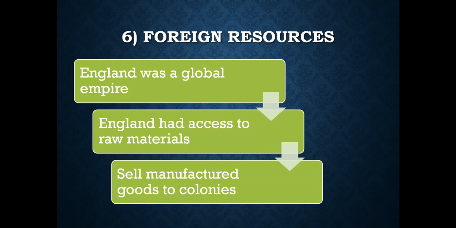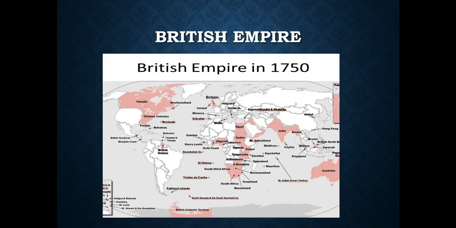Let's say they needed wood from the Americas, so they would get a whole bunch of wood from the Americas. They would take that wood back to the factories in England, where it would get transformed into chairs, tables, and other things. And those chairs and tables would actually be sold back to the colonies where the wood had been taken from. So Great Britain had a whole bunch of resources.